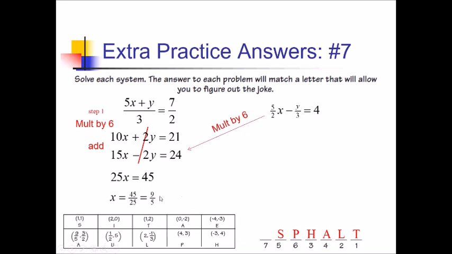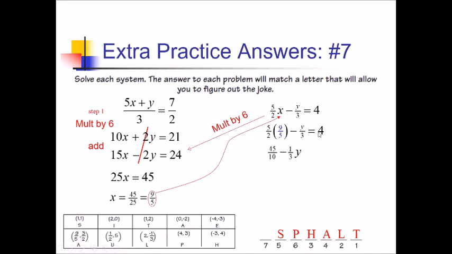So let me plug in this 9/5 for the x up here. I have 5 halves times 9/5 minus y over 3 equals 4. I could cancel out these 5s and write this as 9 halves, or I could do 5 times 9, which is 45, and 2 times 5, which is 10, to get 45 over 10. That's what I ended up doing. I'm also going to turn this into a negative 1 over 3 y, just rewriting it slightly so that y is not inside the fraction anymore. It's the same thing, though.